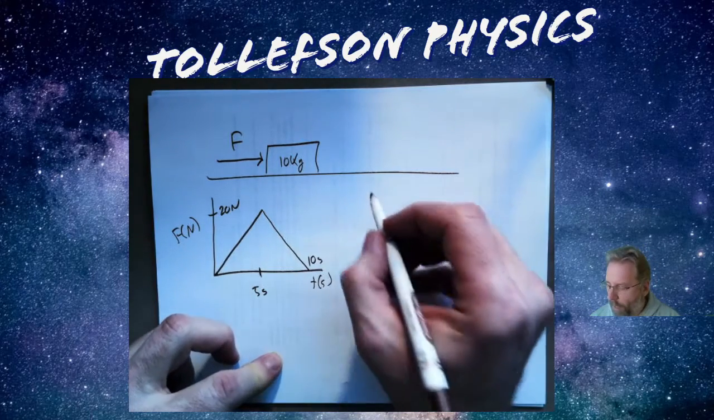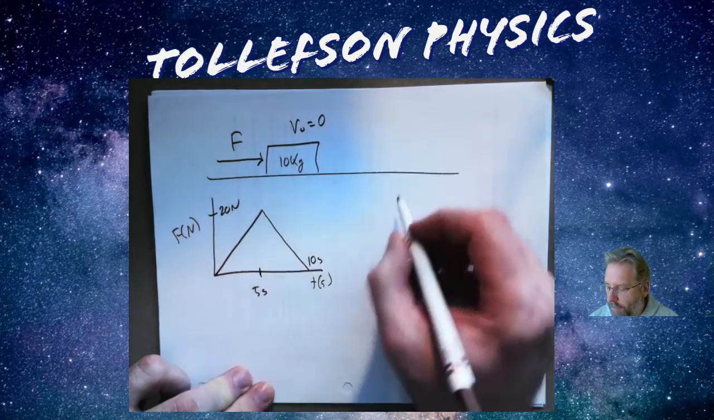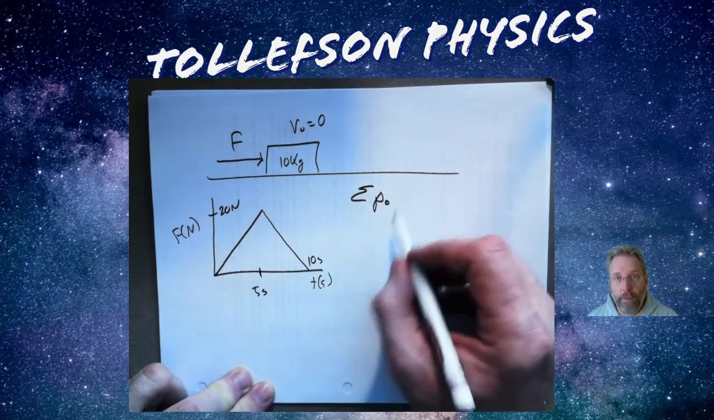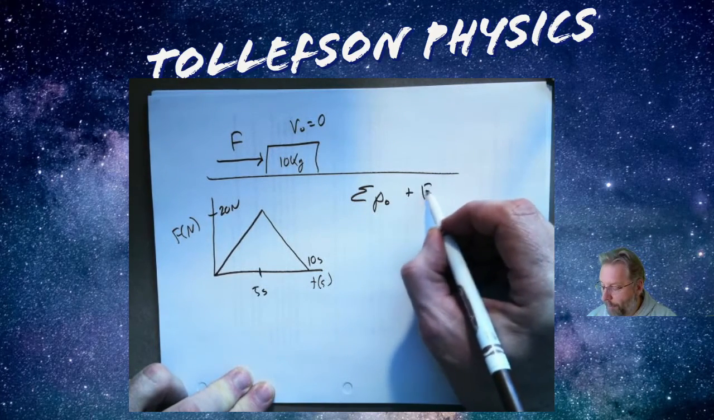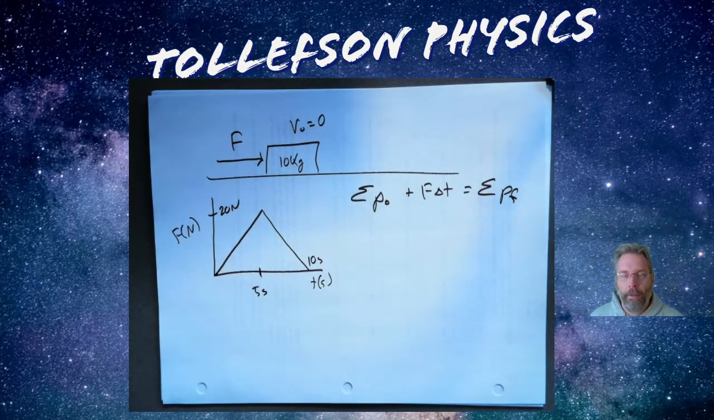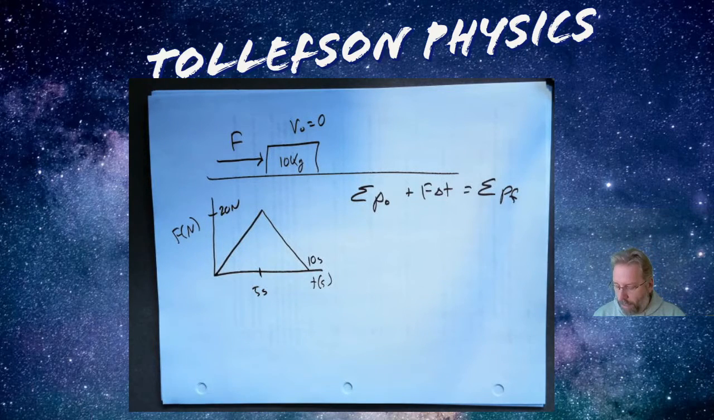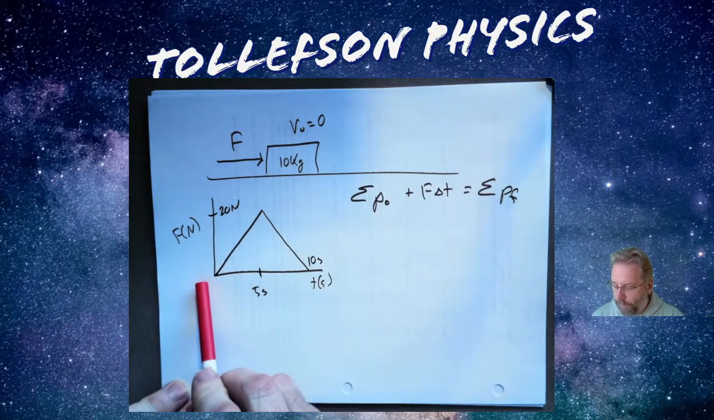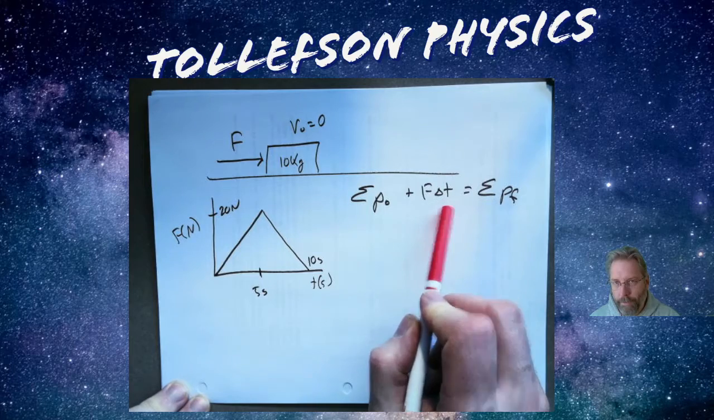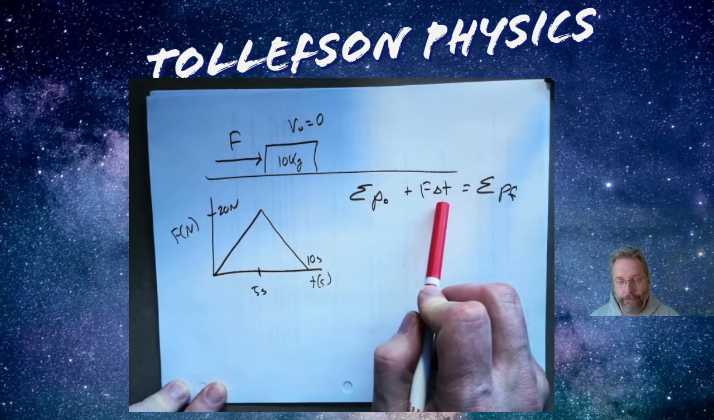Let's think about how conservation of momentum would help us. We're going to start with an initial velocity of 0. With conservation of momentum, the sum of my initial momentum plus the impulse equals the final momentum. How do I piece this together? This is a force versus time graph, so the area is a multiplication, and this graph tells me this number.